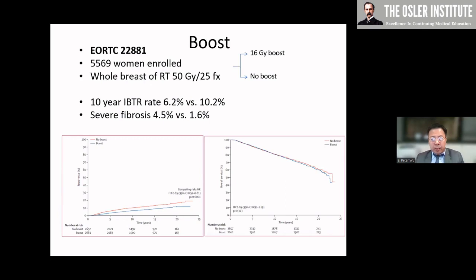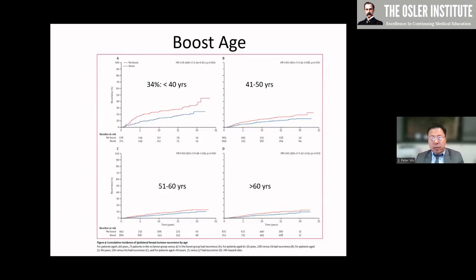The 10-year ipsilateral breast recurrence rates were improved with a boost by approximately 4%, but among subsets, there was an even greater improvement in women who are less than 40.